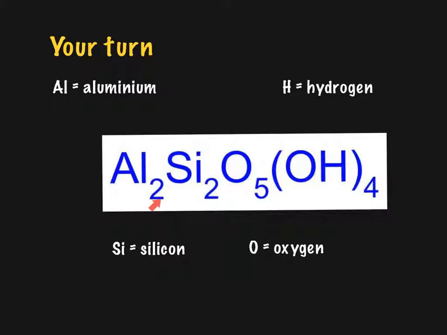We know there are 2 aluminiums. We know there are 2 silicons. We know there are 5 plus 4 or 9 oxygens. And we know there are 4 H's. So that gives me 2 to 2 to 5 plus 4 to 9 to 4 as our ratio of the atoms we would mix together to make this structure. I hope that makes it simple, and I hope that makes it easy to understand. More about this later.